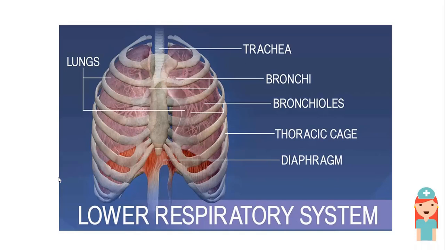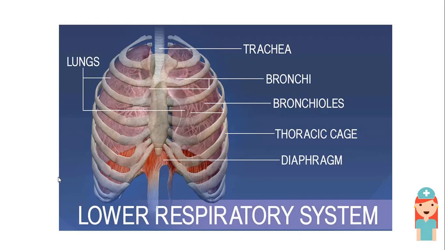The lower respiratory system consists of the trachea, bronchioles, bronchi and lungs. The trachea is a cartilaginous tube that connects the larynx to the bronchi of the lungs. The trachea extends from the larynx and branches into two primary bronchi. The bronchi are the air passages that arise from the end of the trachea. The bronchi divide and redivide to form bronchioles.